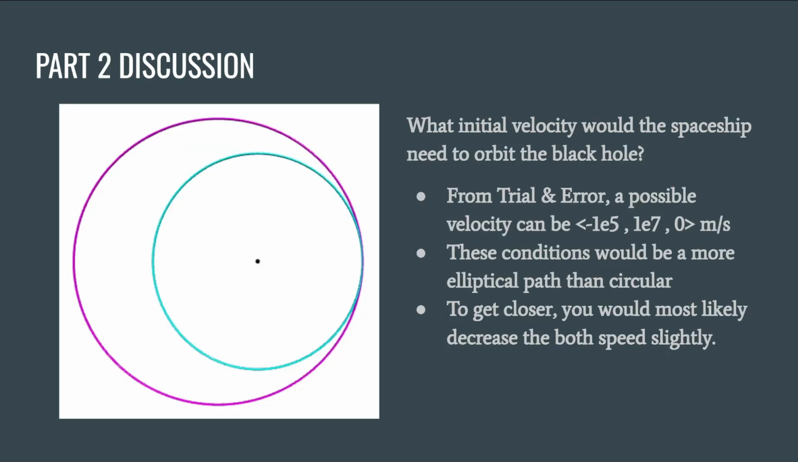What initial velocity would the spaceship need to orbit the black hole? Well, there are many answers to this question. From my trial and error, I found that -1 times 10 to the 5, 1 times 10 to the 7, 0 meters per second in vector form causes an orbit of the black hole. And to achieve a more circular orbit, you can decrease the x and y speeds until the circular path is achieved. That is my presentation.